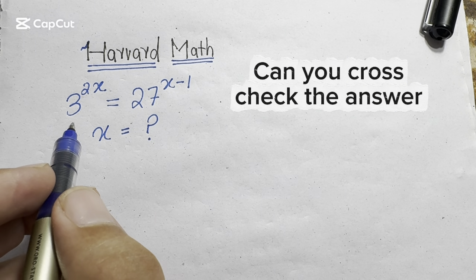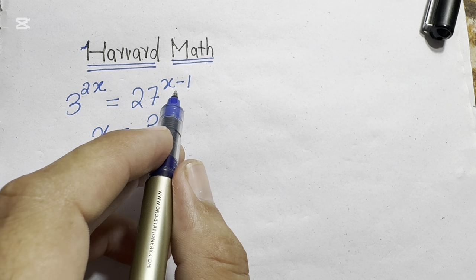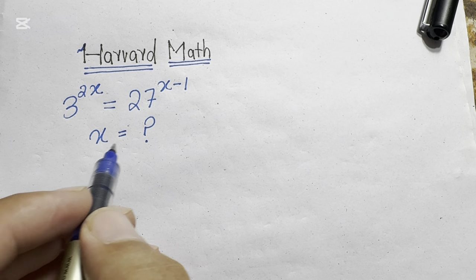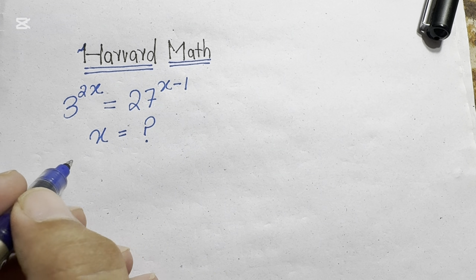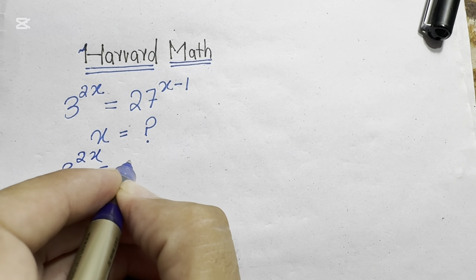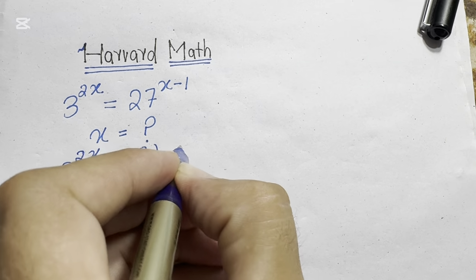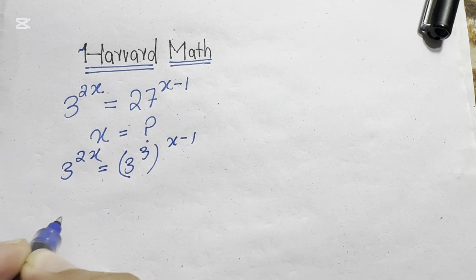This is an interesting problem. 3 power 2x equal to 27 power x minus 1. So what will be the value of x? 3 power 2x equal to 3 power 3, which is equal to 27, x minus 1.